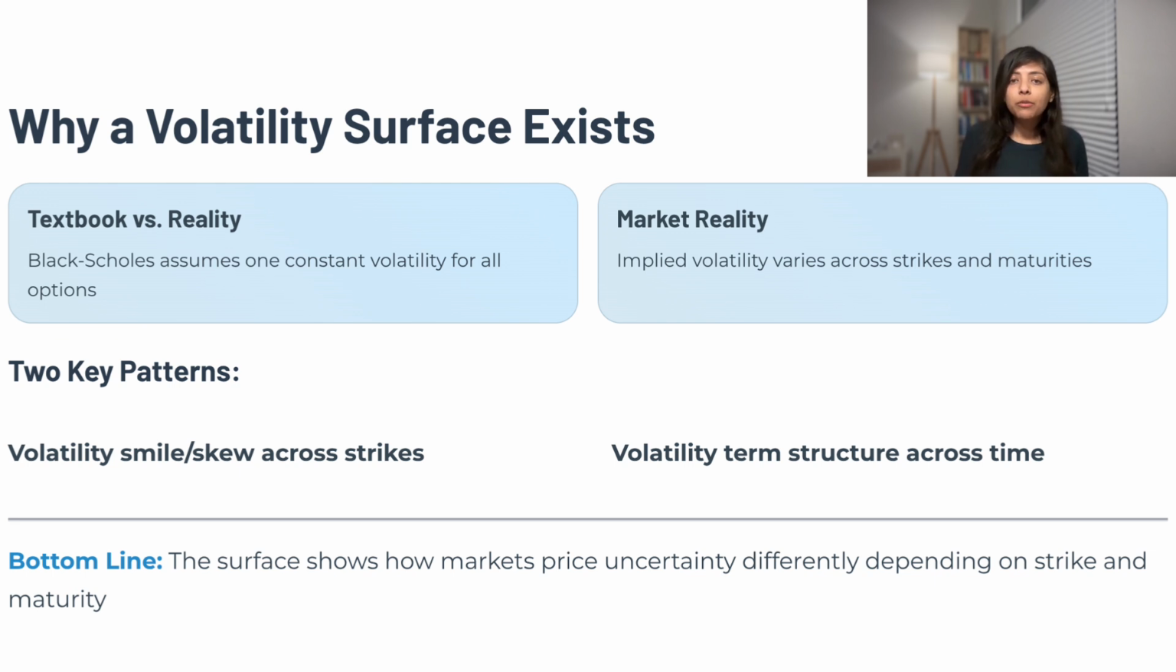When you plot implied volatility against strike price at a fixed maturity, you often see what's called a volatility smile or a volatility skew. The implied volatility might be higher for out of the money puts, lower at the money, and different again for out of the money calls. It also changes across time to maturity. When you look at options with the same strike but different expiration dates, their implied volatilities can be quite different. And that's called the volatility term structure.